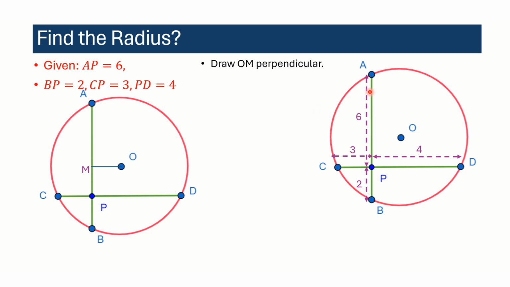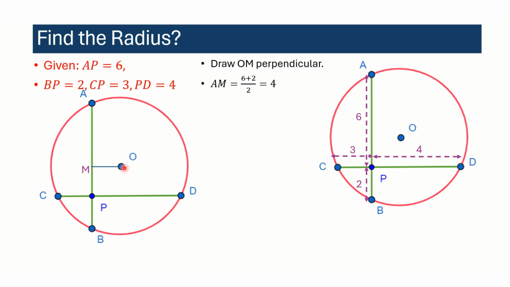And what is the length AB? This length is 6 units and this length is 2 units. So 6 plus 2 is the total length, that is the length of AB. So 8 units is the length of AB. So now I can say AM is equal to (6 plus 2) divided by 2 because this is the midpoint. So this is 4 units.